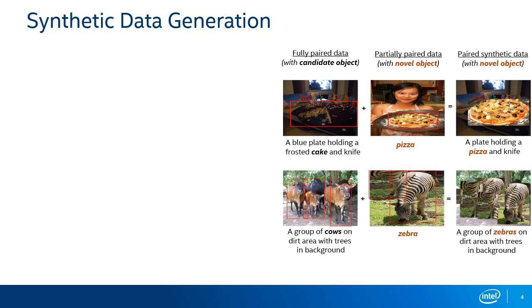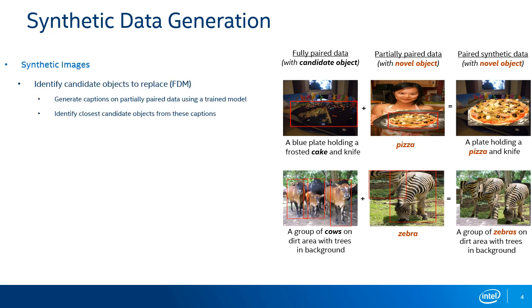Here are some details on our synthetic data generation. We take fully paired data and use partially paired data to generate paired synthetic data. Firstly, on generating synthetic images. For each novel object, we need to identify the candidate object to replace in fully paired data. For this, we follow the procedure that is similar to previous work called FDM. We generate captions on partially paired data using a trained model. These captions are used to identify closest candidate objects to replace. For example, cake is a candidate object for pizza.